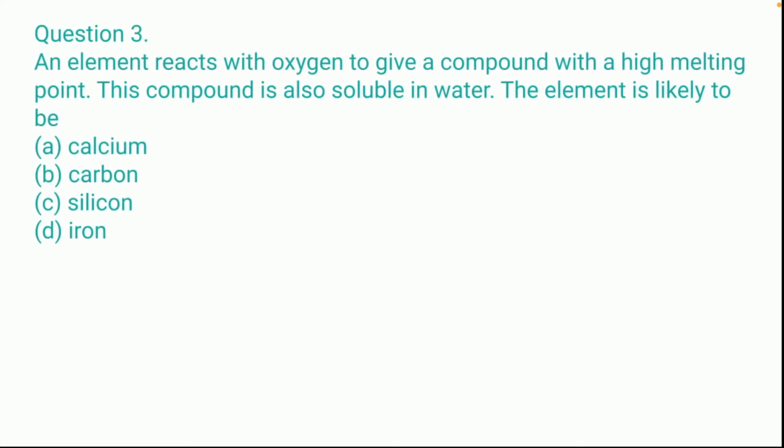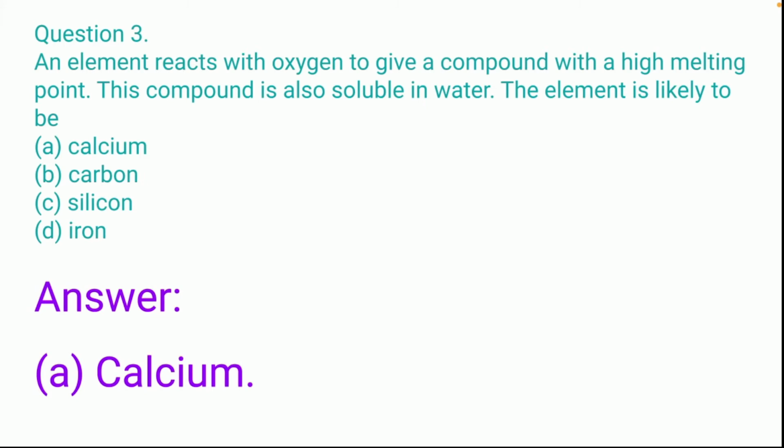Next we have question number 3. An element reacts with oxygen to give a compound with a high melting point. This compound is also soluble in water. The element is likely to be calcium, carbon, silicon, or iron. An element reacts with oxygen to give a compound with a high melting point, and the compound is also soluble in water. So the answer is calcium.